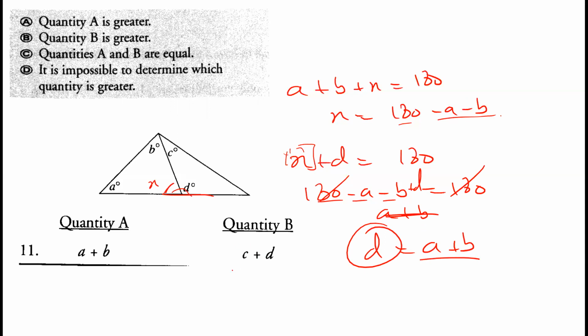So quantity B can be written as C plus A plus B, and all angles are positive. We know this. So all angles are positive. Hence, obviously, quantity B would be greater than quantity A, because quantity B itself contains A plus B, and it's A plus B plus C. So there's another positive number that is being added. So quantity B is greater than quantity A, hence option B is correct.